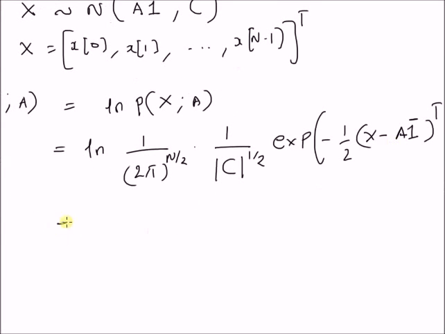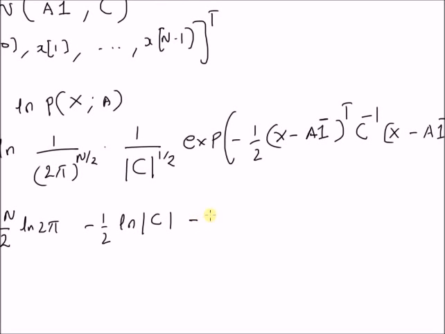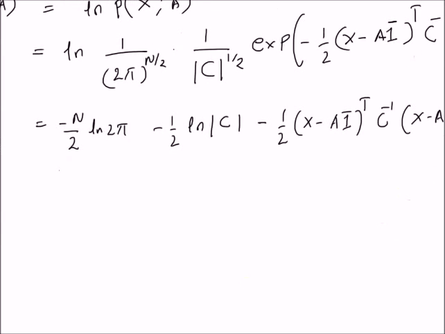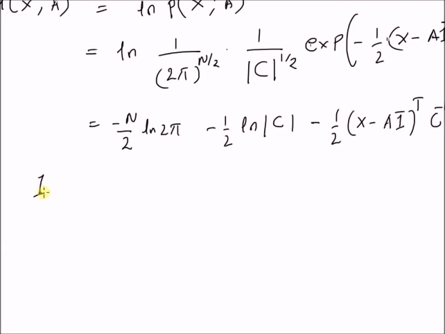Upon simplification, this becomes minus N by 2 log 2 pi minus 1 by 2 logarithm of the determinant of C minus 1 by 2 times x minus A into 1 bar, that is vector 1, transpose C inverse x minus A into 1 bar. Clearly, the vector 1 bar is defined as basically N ones.